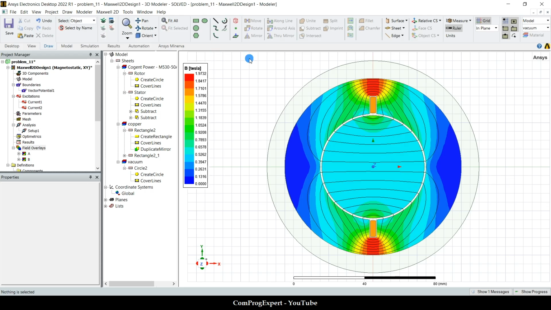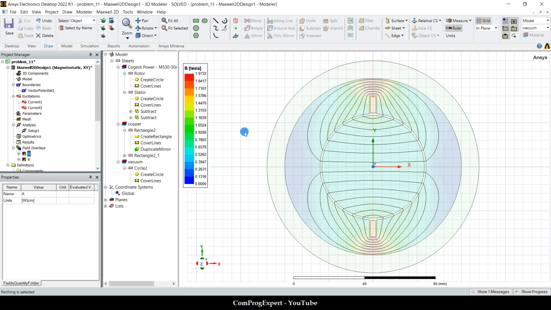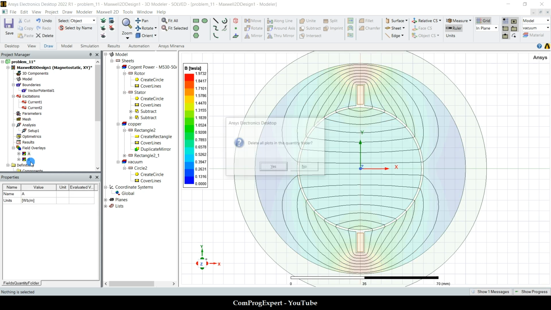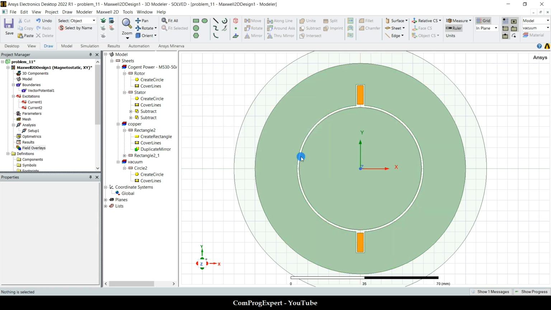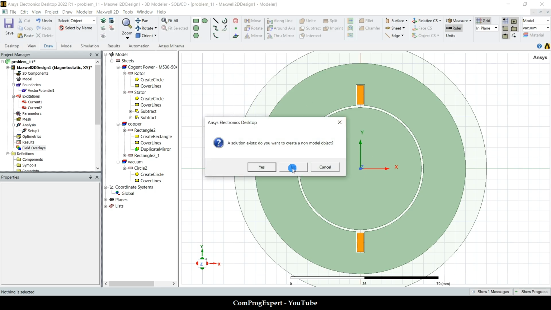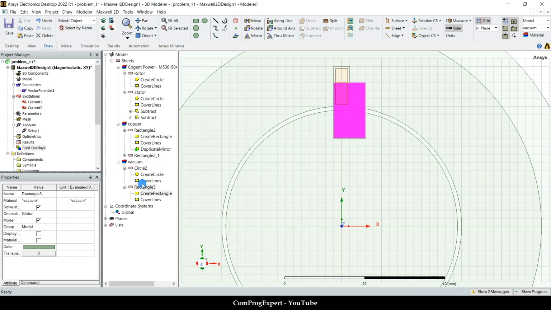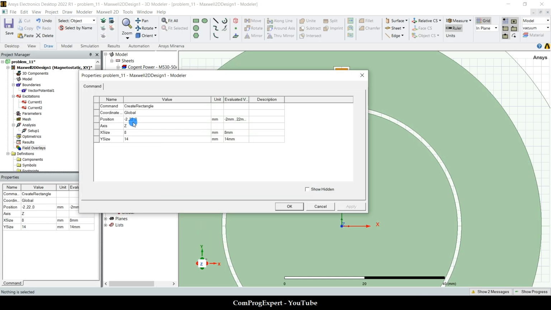So here, in this case, let me delete, and generate the geometry for the rotor. Similar to the stator, we can draw this rectangle object. Let's set the dimensions.